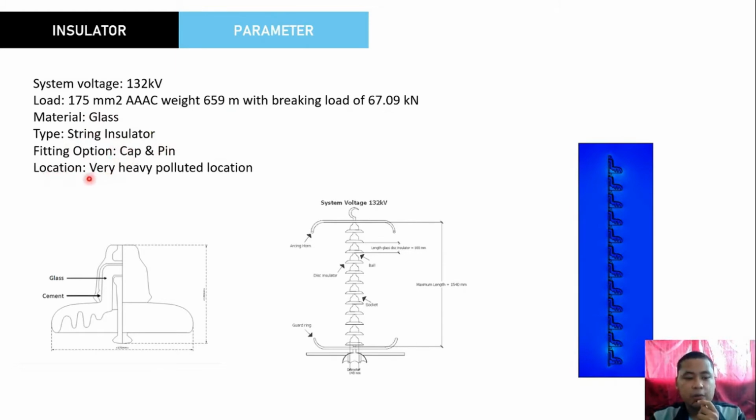And this is the very important part, which is that the location is a very heavily polluted location, which is number 4 according to IEC. So this is our cross section of one insulator disc. Okay, this is our insulator string. Okay, this is the cross section.